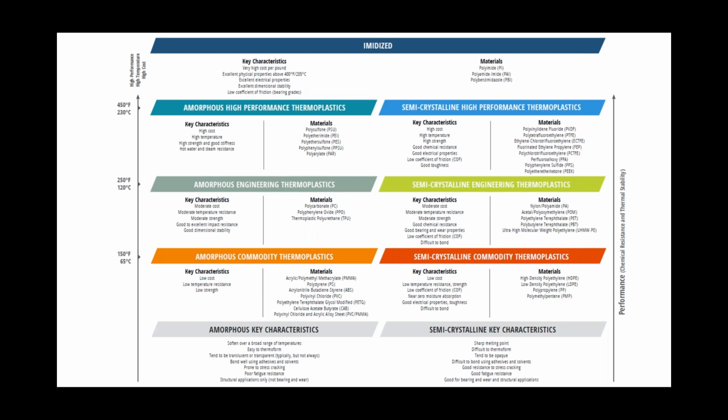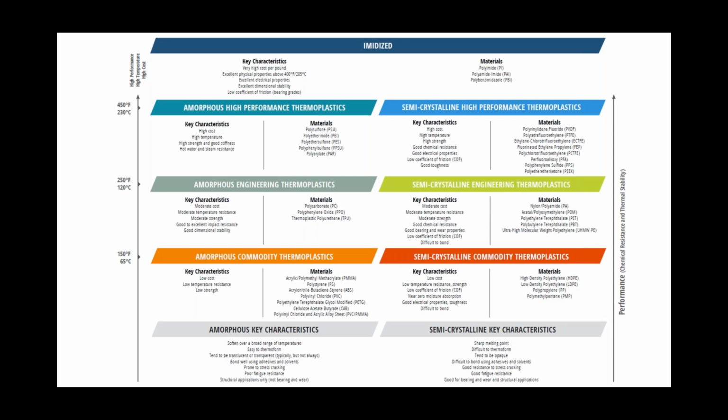So the next is the amorphous high performance thermoplastics. This is the highest level of amorphous thermoplastics. You're going to see the highest temperature resistance, the highest strength and stiffness, and excellent water and steam resistance. But again, as you go up in levels, we're going to see that these are also the most expensive and highest cost of the amorphous materials. In here, you'll find plastics like polysulfone.